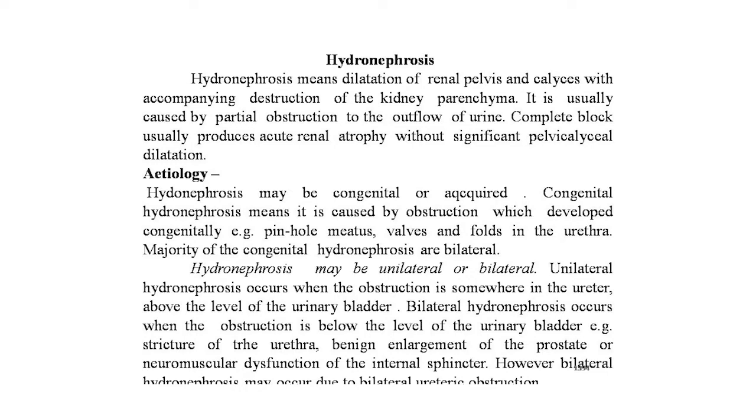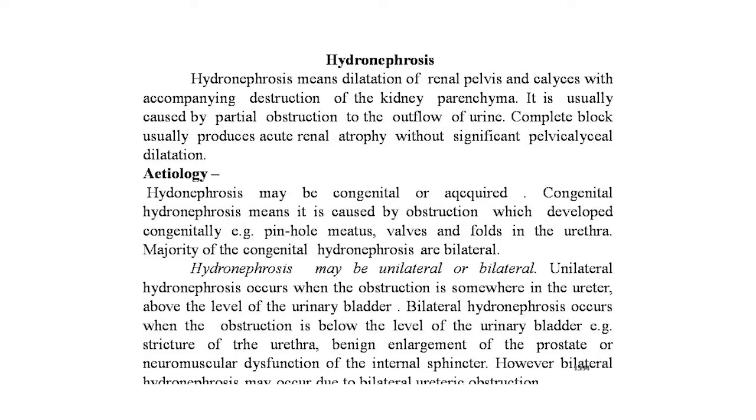Hydronephrosis means dilatation of the renal pelvis and calyces with accompanying destruction of the kidney parenchyma. It is usually caused by partial obstruction to the outflow of urine. Complete block usually produces acute renal atrophy without significant pelvicalyceal dilatation. Hydronephrosis may occur at any age.